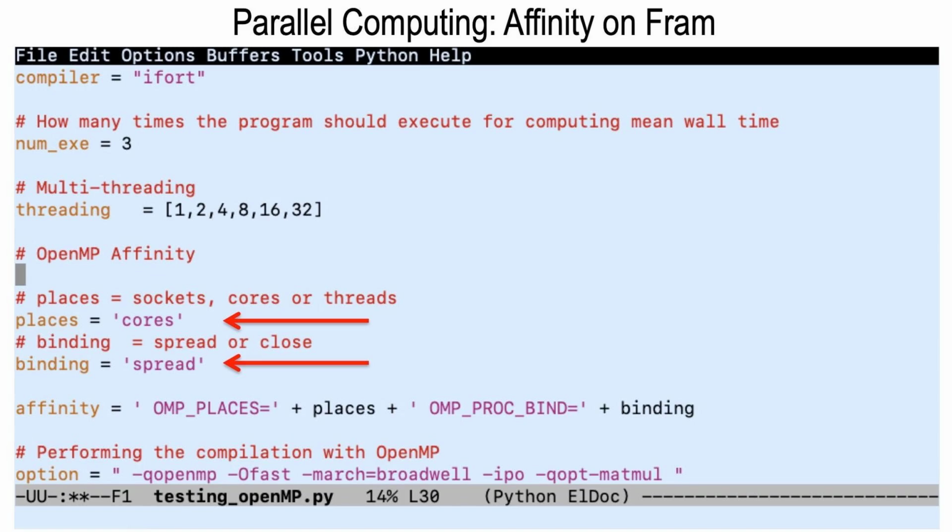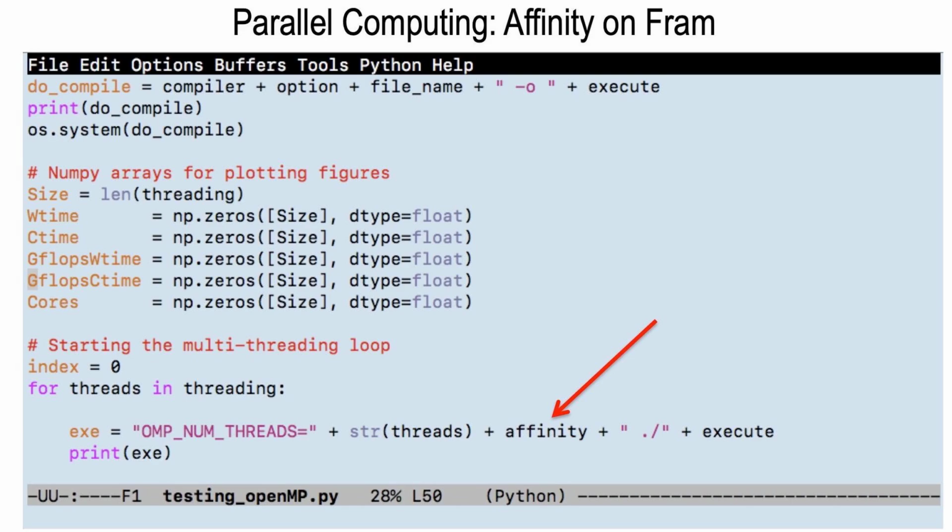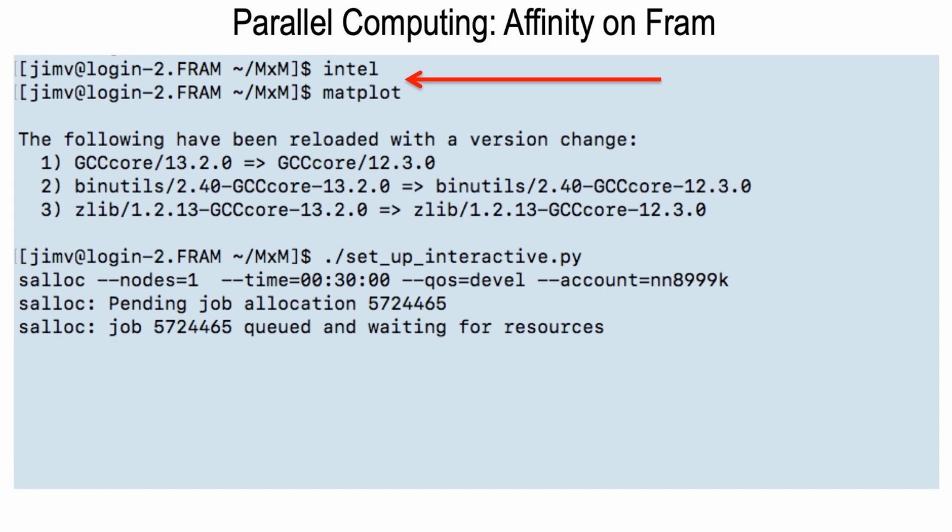We'll begin testing with OMP_PLACES set to cores and OMP_PROC_BIND set to spread. We need to include the OpenMP affinity setting in the execution command, along with specifying the number of threads to use. We streamline our workflow by employing the Intel alias to access the latest Intel Fortran compiler and matplot for the newest versions of matplotlib and NumPy modules.